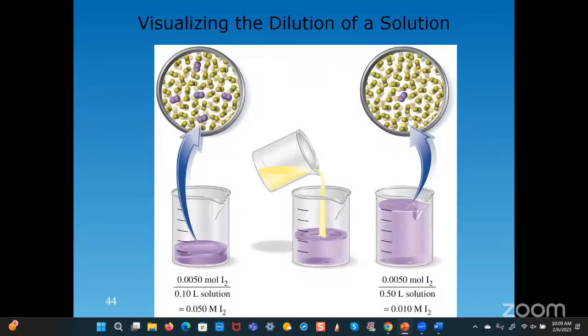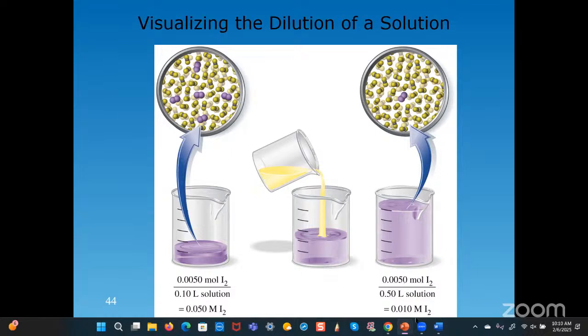So here's an example. We have a solution initially of iodine, where the molarity is 0.050 M, with 0.0050 moles of iodine dissolved in 0.10 liter of solution. And then this person decided to add more solvent, more water, and the volume is increased from 0.10 liters to 0.50 liters. But you'll notice that the moles of the solute does not change.